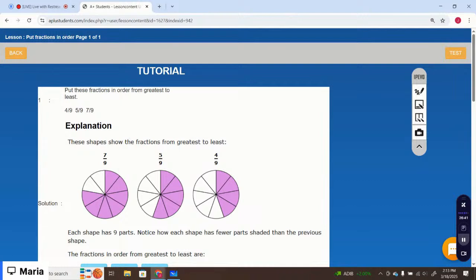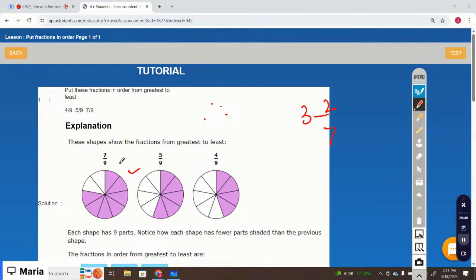When they have the same denominator, the smallest fraction is the one that has the smallest numerator. So you have to arrange from greatest to least. The one with the greatest numerator is the greater one. So 7 by 9, 5 by 9, and 4 by 9, because they have the same denominator. 7 is the greatest, then 5, and 4. That is 7 over 9, 5 over 9, and 4 over 9.